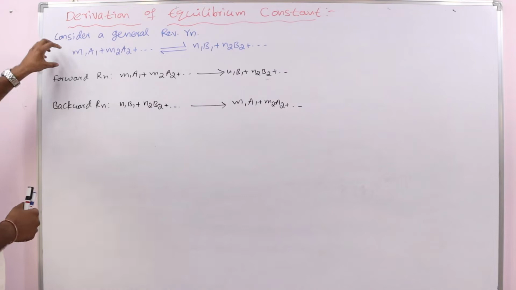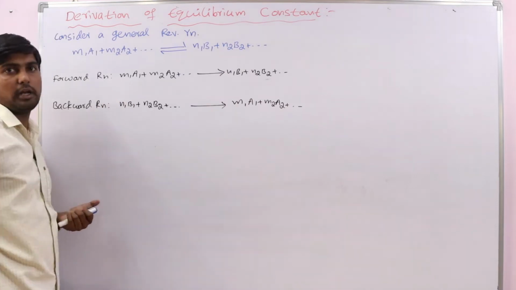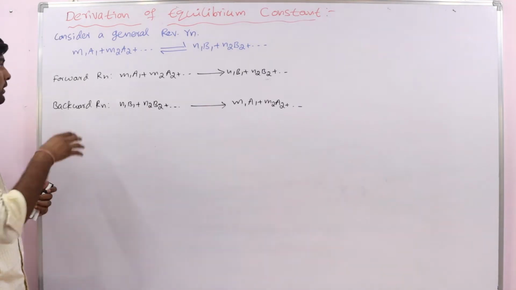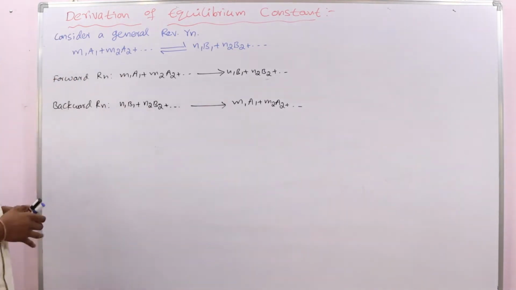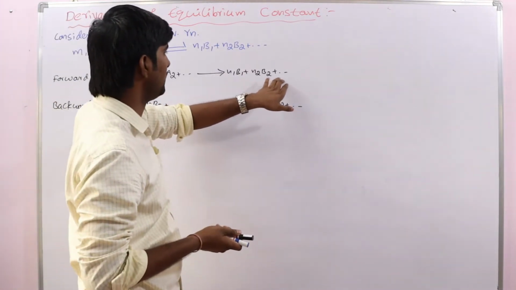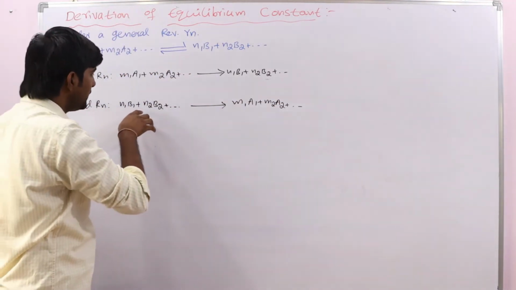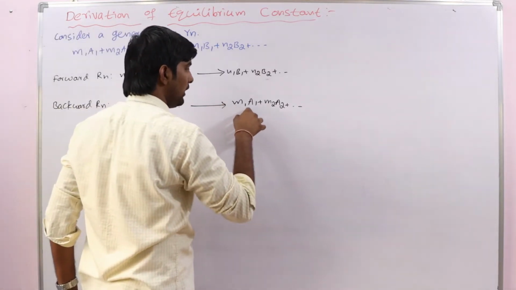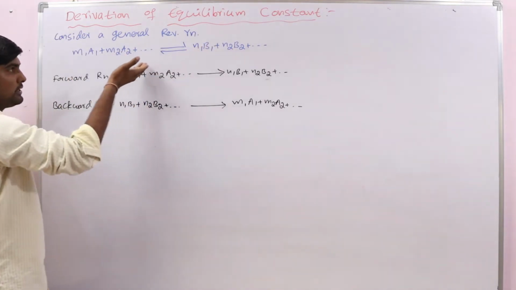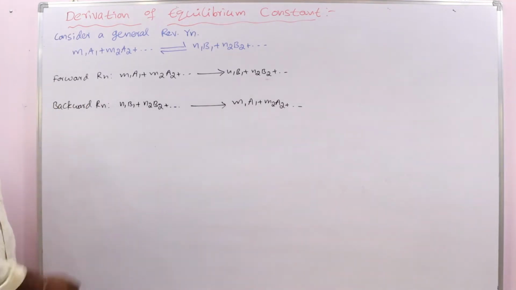Now see, in this reversible reaction, this is the forward reaction and this is the backward reaction. Let us write those two separately. The forward reaction is m1A1 plus m2A2 and so on gives n1B1 plus n2B2 and so on. And the backward reaction is n1B1 plus n2B2 and so on gives m1A1 plus m2A2 and so on. We are writing those two equations separately, forward reaction and backward reaction.